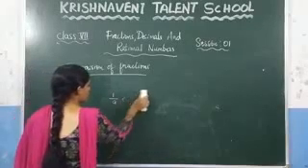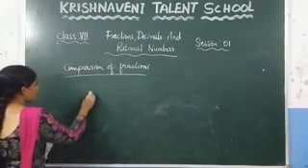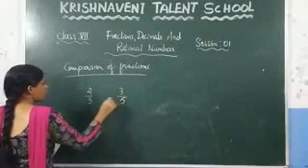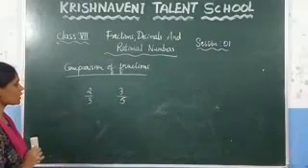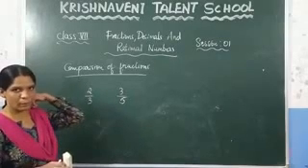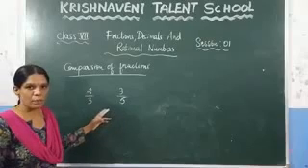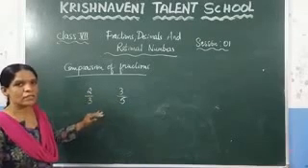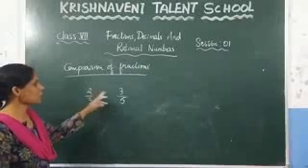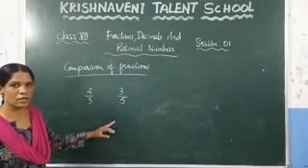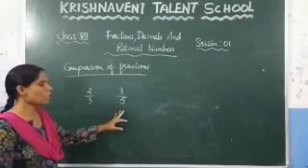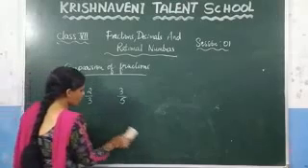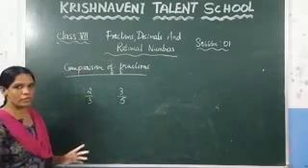Suppose the denominators are not the same. Consider 2 by 3 and 3 by 5. Now among these two fractions, which fraction is the bigger one? How can you compare these two fractions? Here you can observe that the denominators are not the same. If the denominators are the same, we can easily compare the numerators. Since the denominators are not the same, what do we need to do? We need to make the denominators equal.